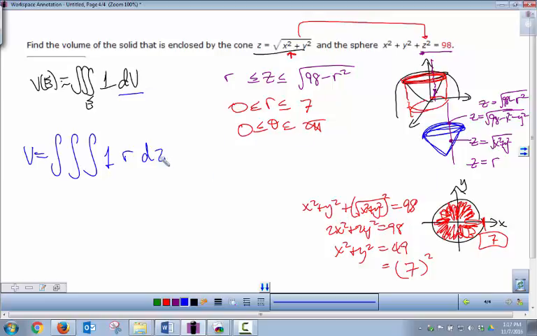And then we definitely want to integrate the z first, because the limits are functions of r, so we want to integrate the z before we integrate the r. So dz, z goes from r to square root of 98 minus r squared. And then at this point, it doesn't matter which way we integrate, but let's do r second, going from 0 to 7, and then theta going from 0 to 2 pi.